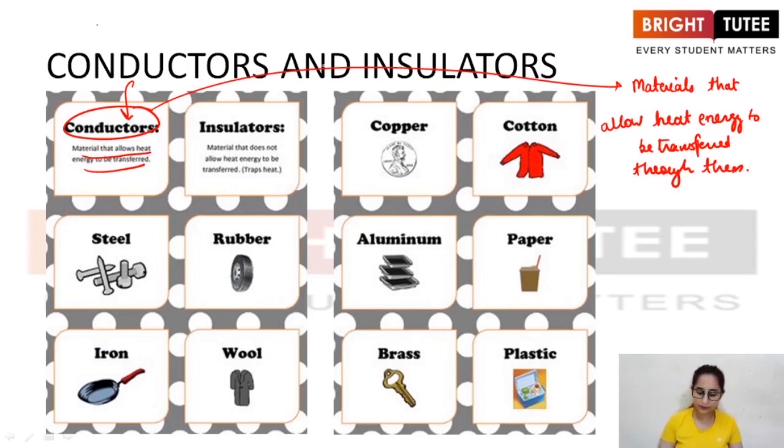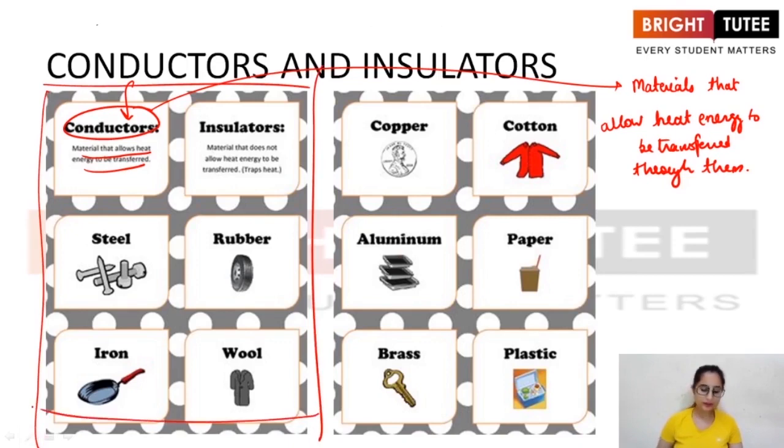Now what are the examples? Firstly, consider table 1 only, this box that I have just marked. In the first case, the conductors, the first one is given as steel. Students, steel is a good conductor of heat. We have utensils of steel because they are good conductors of heat. So when you cook food, they conduct heat and the food gets cooked. So that is why we use steel in our kitchens.